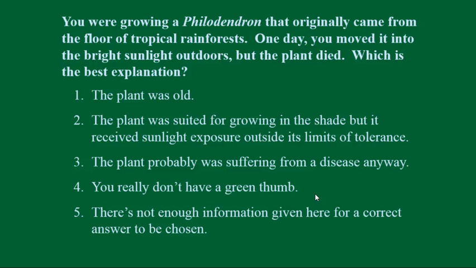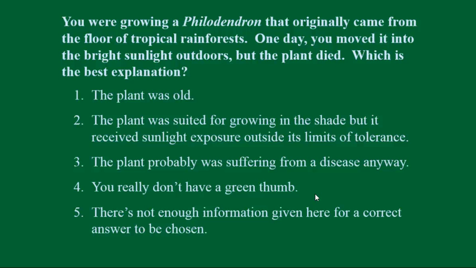Okay, so here's your first question. You're growing a philodendron that originally came from the floor of tropical rainforests. One day, you moved it into the bright sunlight outdoors, but the plant died. Which is the best explanation? The plant was just old. The plant was suited for growing in shade, but it received sunlight exposure outside of its limits of tolerance. The plant was probably suffering from a disease anyway, so you didn't have anything to do with it. You really don't have a green thumb and probably shouldn't be growing plants anyway. There's not enough information here for a correct answer to be chosen.